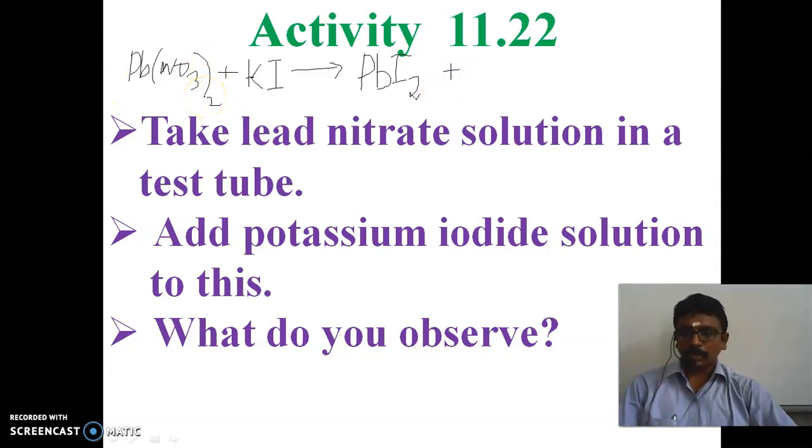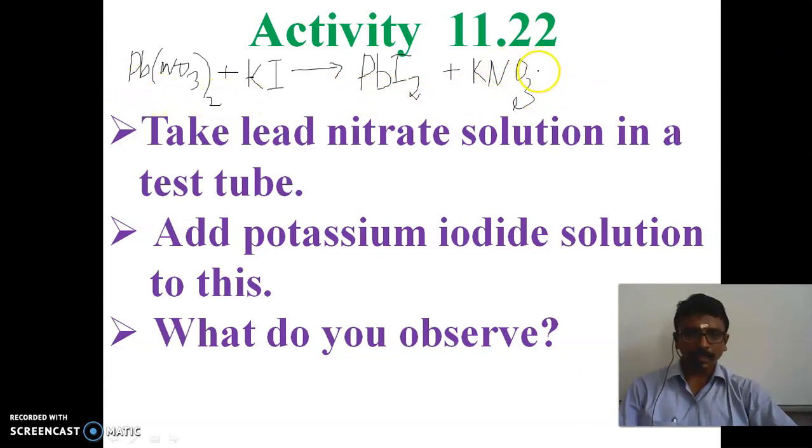So one more product is also obtained, that is potassium nitrate. What is the formula for potassium, children? K. Nitrate, what is the formula for nitrate? NO3. KNO3. KNO3 is the formula for potassium nitrate. So in this reaction we can get two products, that is lead iodide and potassium nitrate.